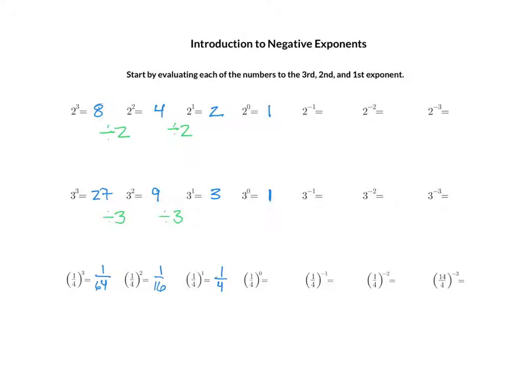In the last example, what we want to do is similar to the other ones. We want to divide by 1/4. But remember that dividing by 1/4 is the same thing as multiplying by 4. So if you multiply 1 over 64 by 4, you get 1 over 16. 1 over 16, if you multiply by 4, you get 1 over 4. And now if we multiply 1 over 4 by 4, we get 1.